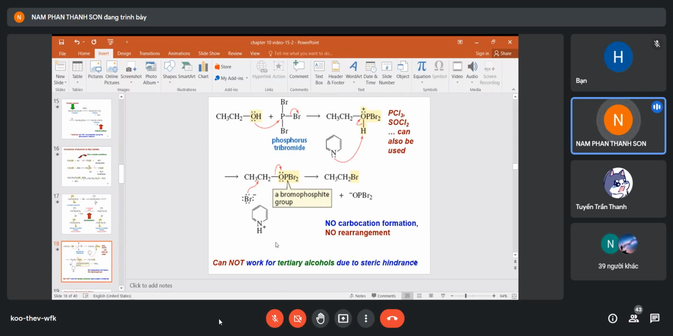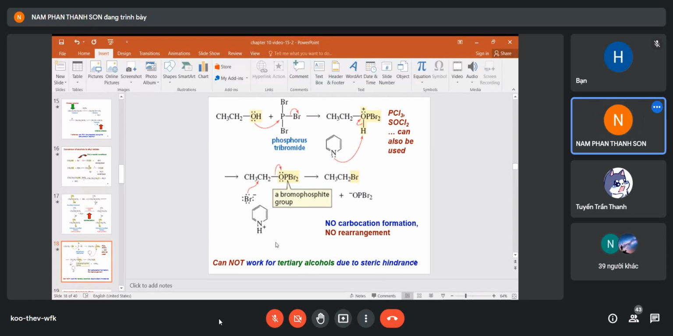Everyone, take a note here. This is an SN2 reaction, okay? And we don't have rearrangement here. I say again, this is an SN2 reaction, and we don't have rearrangement here.